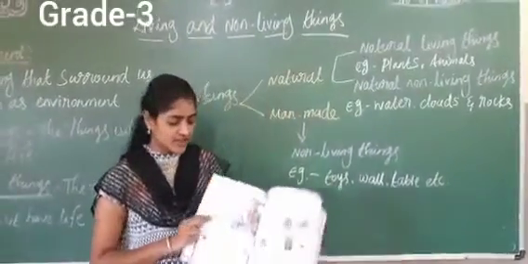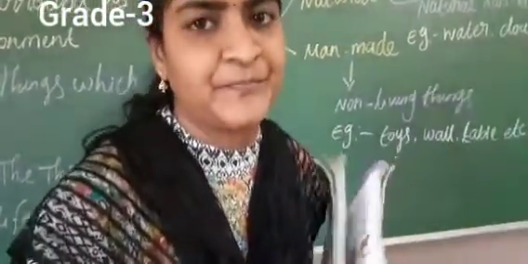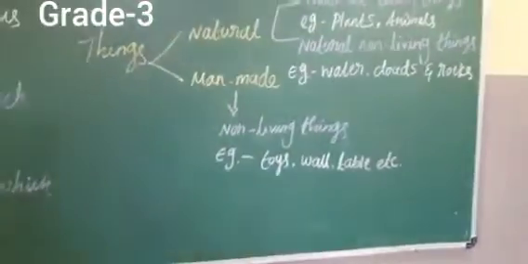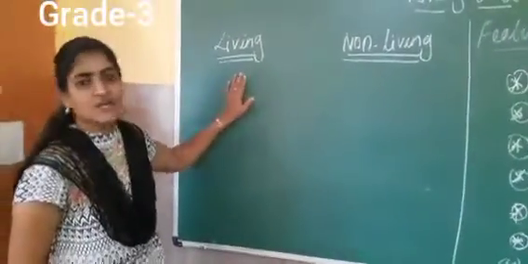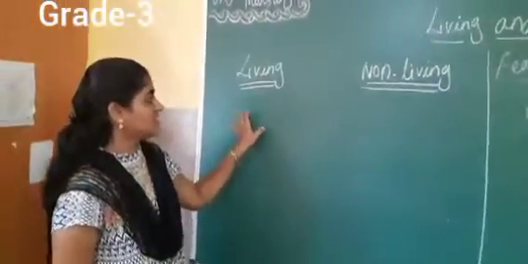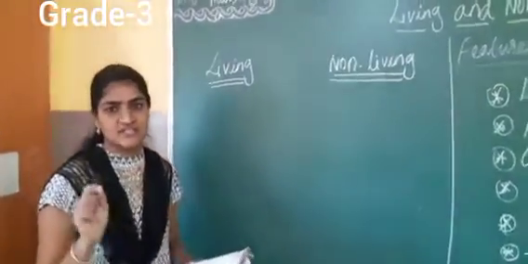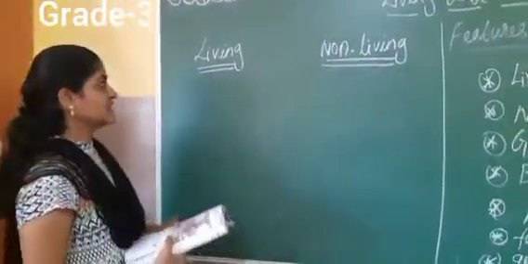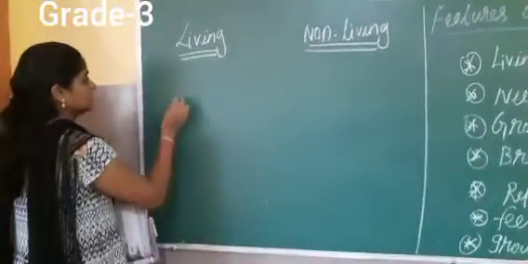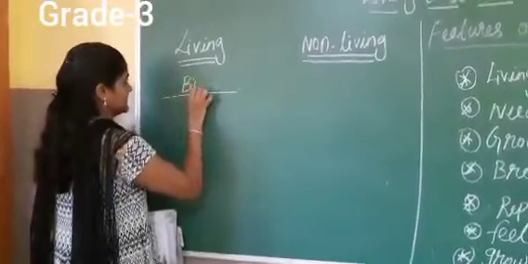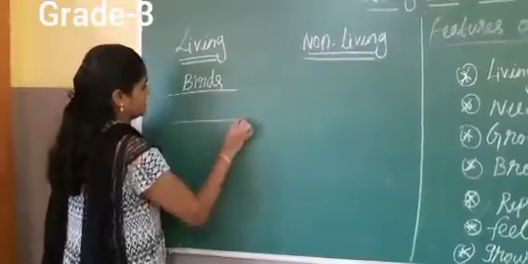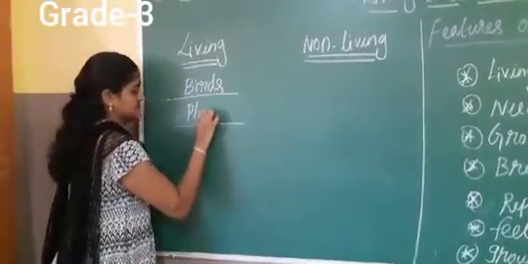Okay, after that you can see in the textbook they have given a column like living and non-living things. Now everyone take out the pencil, we will start writing what are the living things and non-living things. Yes, children, whatever I am writing here, you have to write the lines, using a pencil. So first, the living things we are going to write. The first, birds. Second, plants.